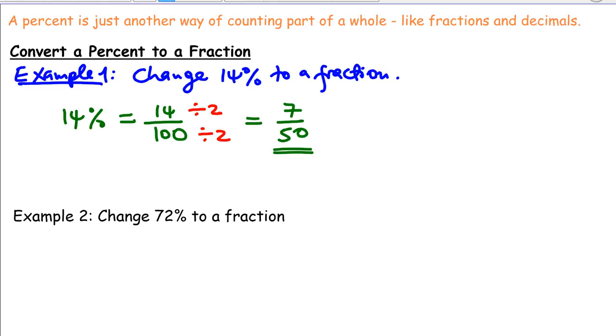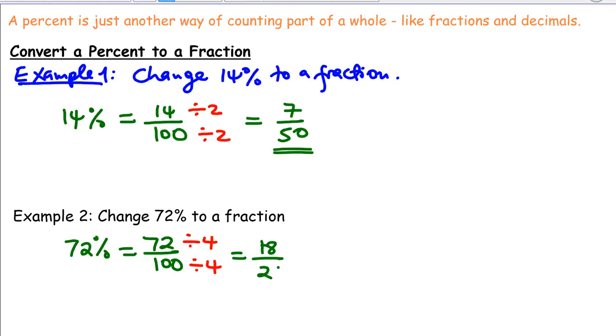Now change 72% to a fraction. Again, remember, percent means per 100. So 72% is equivalent to 72 over 100. And both of these are multiples of 4. So divide by 4, divide by 4. What you'll end up with is 18 over 25. And that's a fraction that's equivalent to 72%.